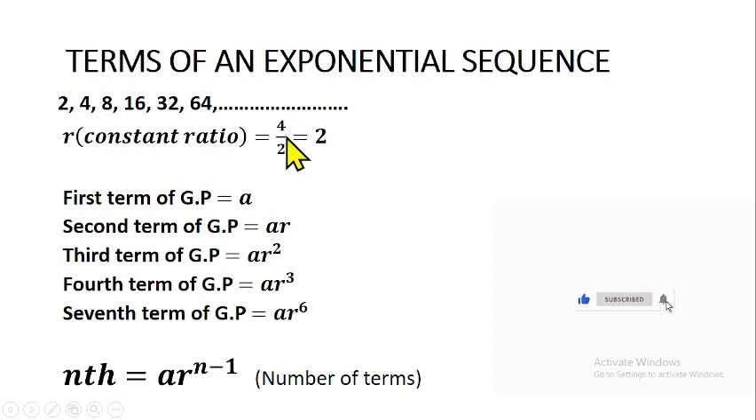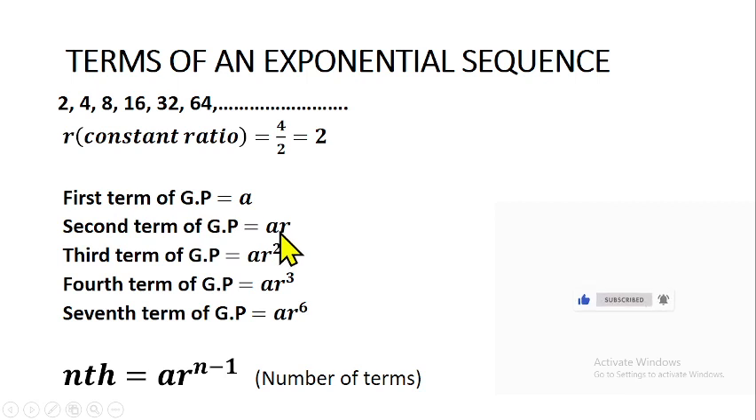We know that in arithmetic progression, the first term is A, the second term is A plus D, the third term is A plus 2D, the fourth term is A plus 3D, and so on. We can do the same thing in GP. Let's see. This sequence, does it belong to AP or GP? It belongs to GP because there is a constant ratio. R is the constant ratio, which is 4 divided by 2, giving us 2; 8 divided by 4 gives us 2; 16 divided by 8 gives us 2. So it belongs to GP. Like I said, the first term of GP is equal to A. Then the second term of a GP is AR, or A times R.